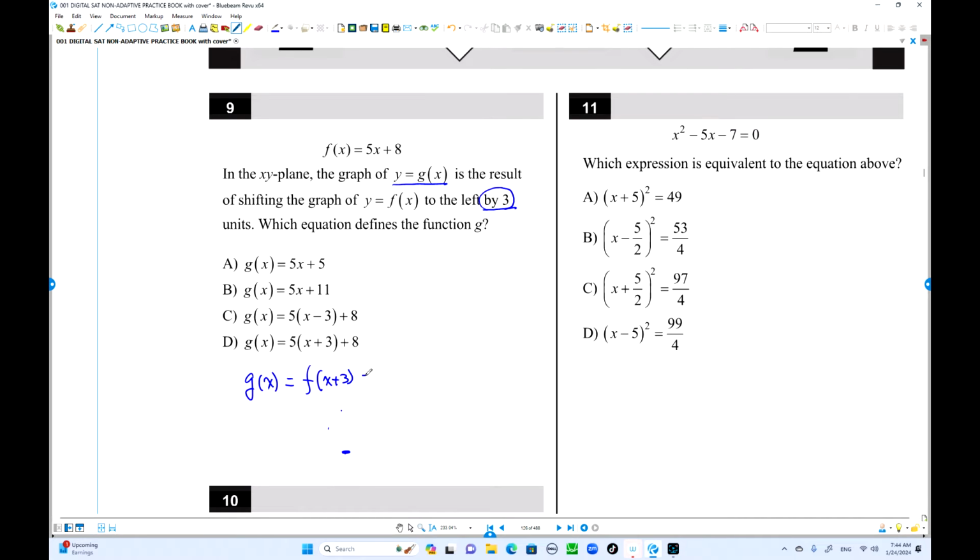So, put this number x plus 3 in the x, okay? What is it? 5, x plus 3, and plus 8, okay? What is this? 5x plus 15 plus 8, 23, okay? But we don't have this one. They have this one, okay? Over here. 5x plus 3 plus 8, okay?